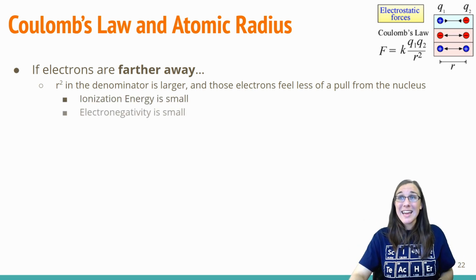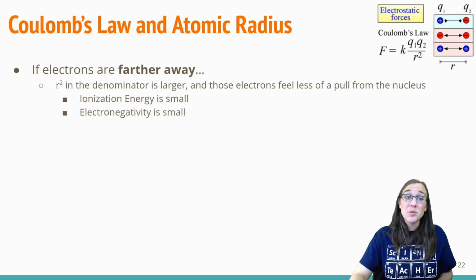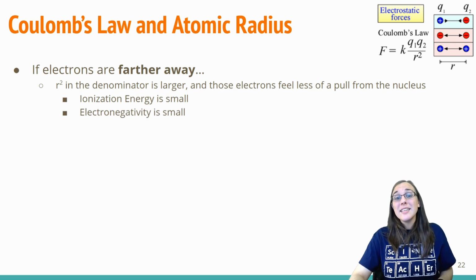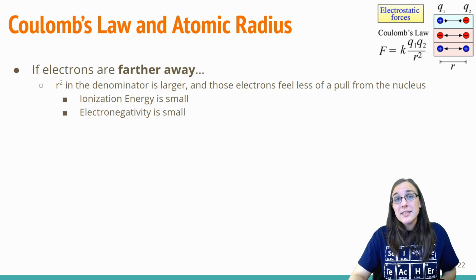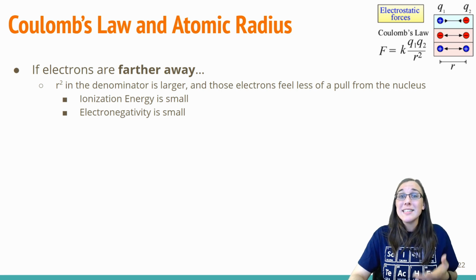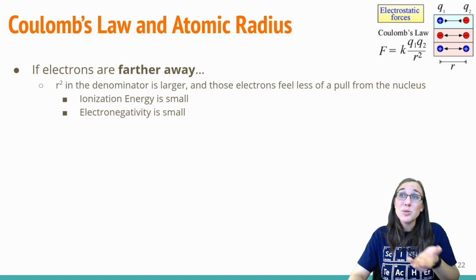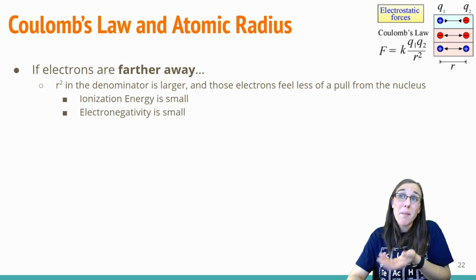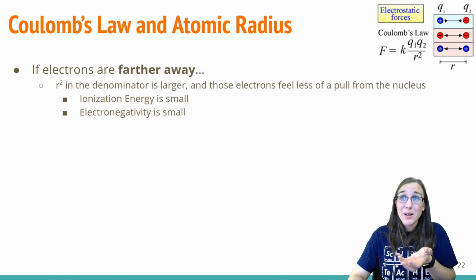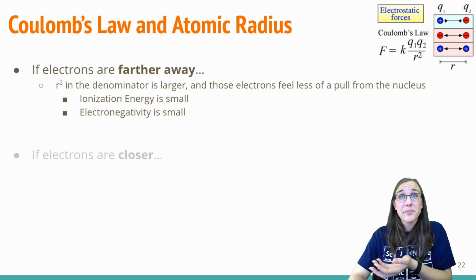That means that the ionization energy is small and the electronegativity is small. Since the ionization energy is small, it's easier for other atoms to steal the electrons from them. So bigger atoms are easier to steal from.